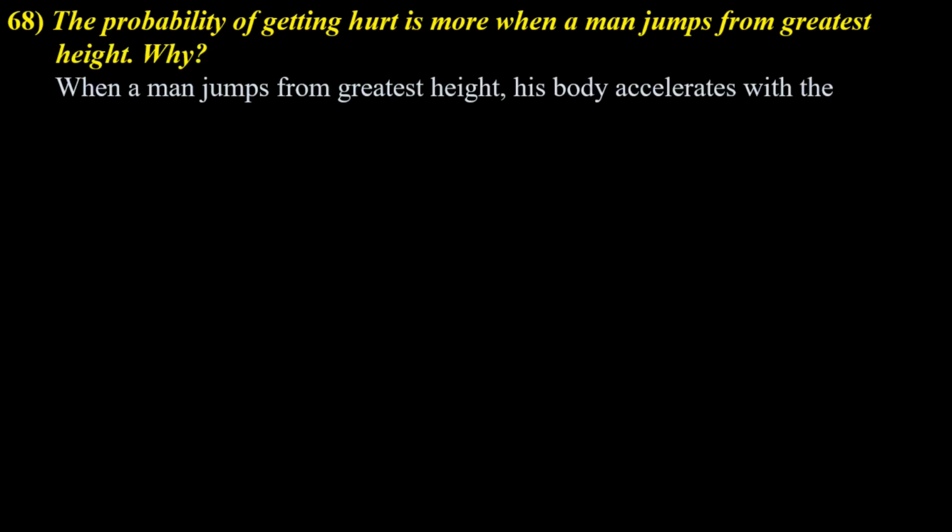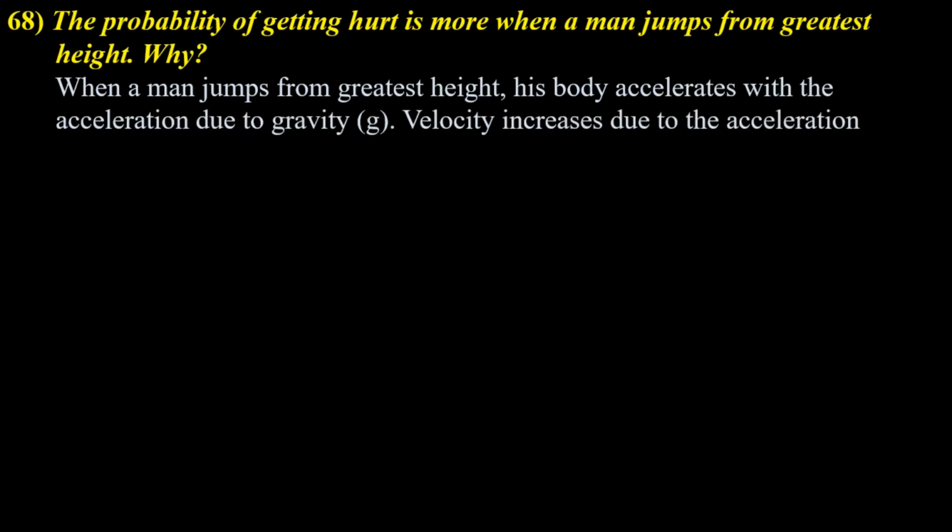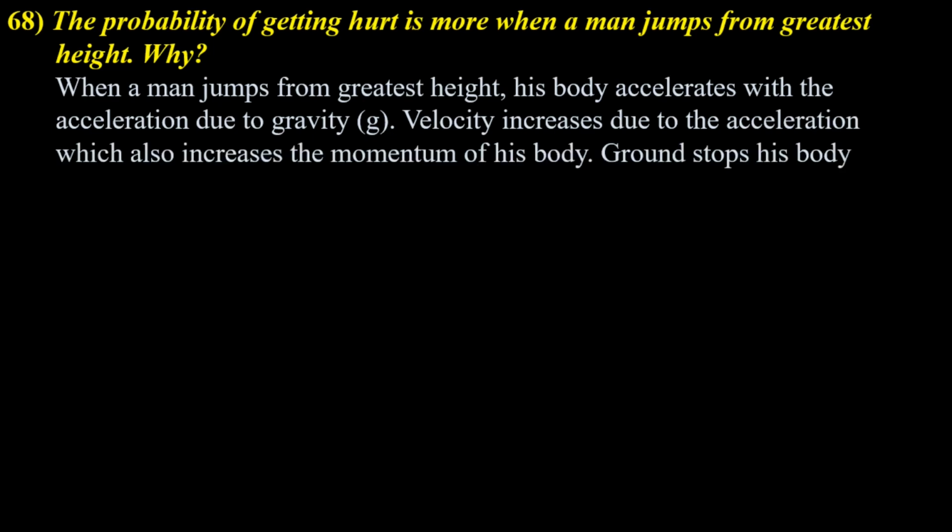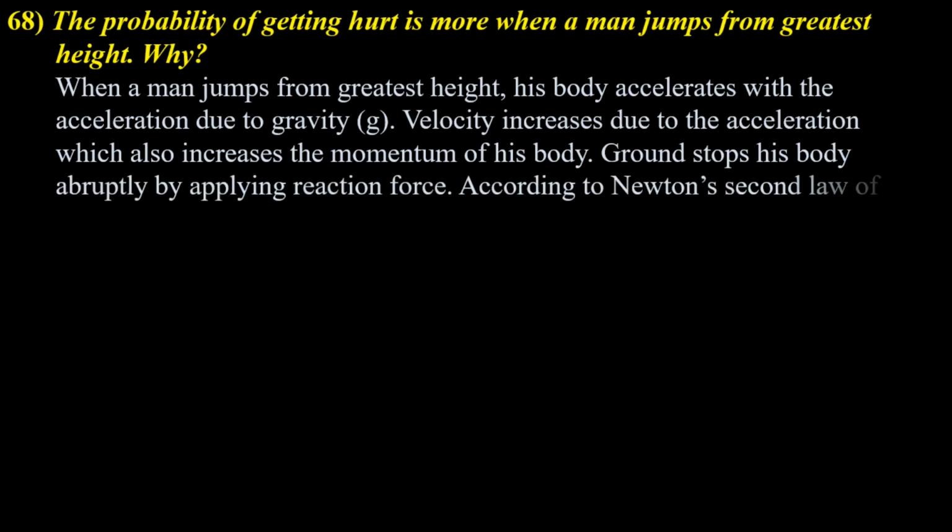When a man jumps from a great height, his body accelerates with the acceleration due to gravity, that is g. Velocity increases due to the acceleration, which also increases the momentum of his body. The ground stops his body abruptly by applying a reaction force.